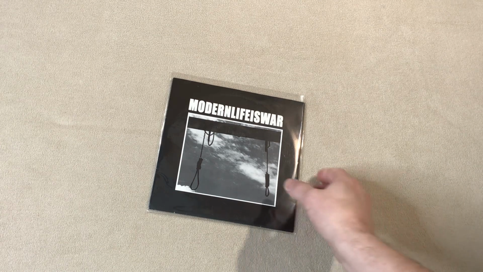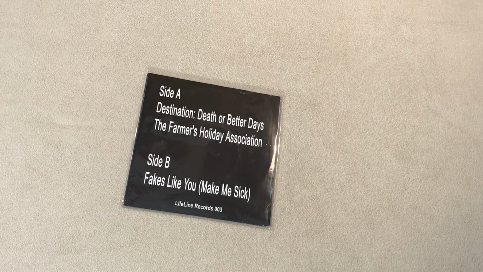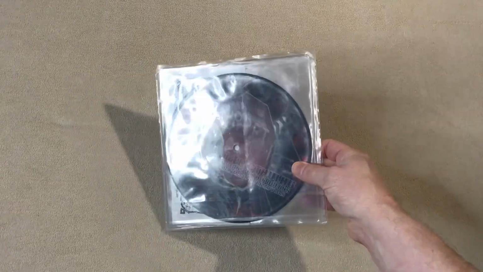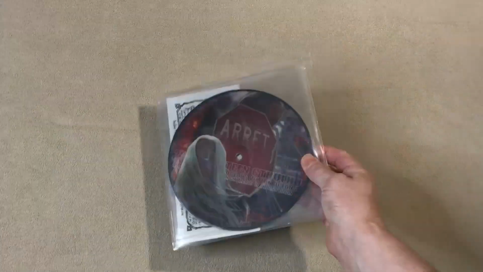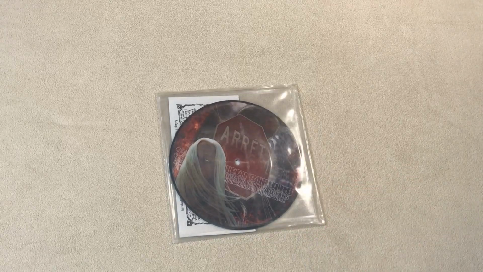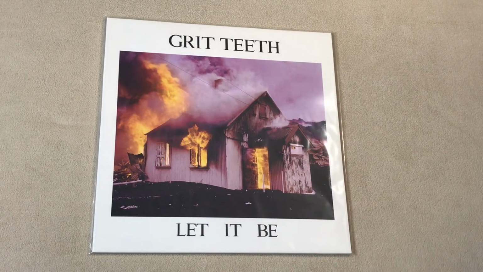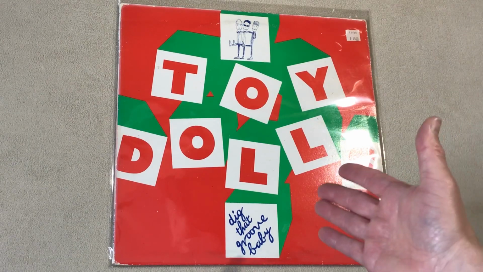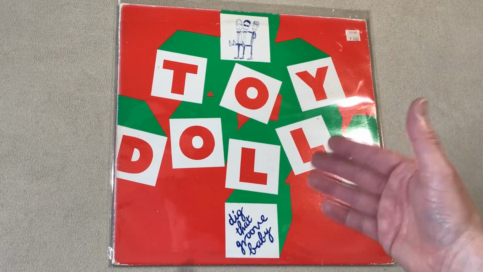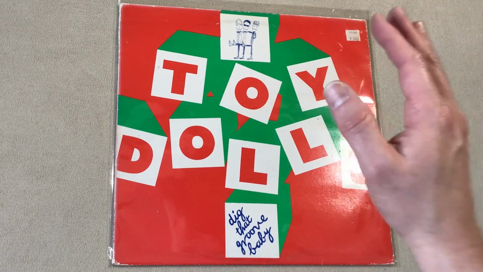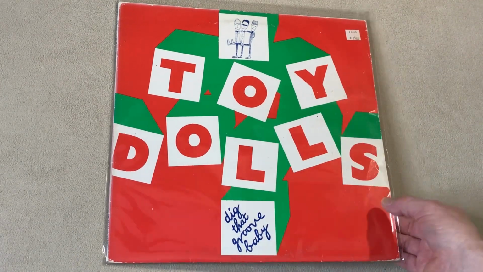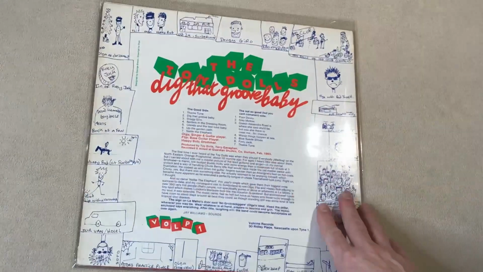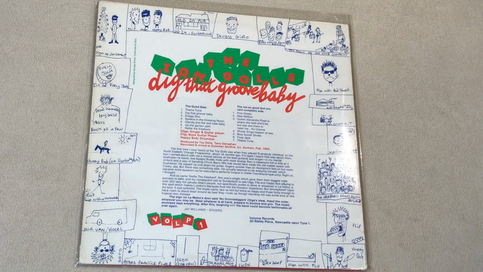Modern Life is War 7-inch on white vinyl. That went for $4.99 plus shipping. Got the Teen Cthulhu Wormwood Split Picture Disc 7-inch, $4.99 plus shipping. Grit Teeth Let It Be LP, $19.99 plus shipping. This is just a fun record. Toy Dolls Dig That Groove Baby LP. I love this record. $29.99. It's not in the best condition, but $29.99 plus shipping.